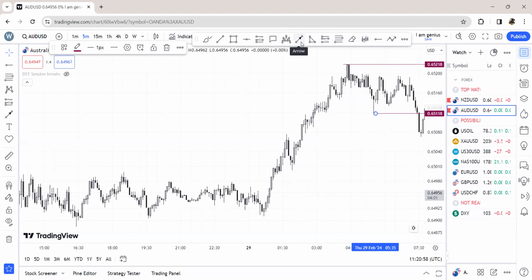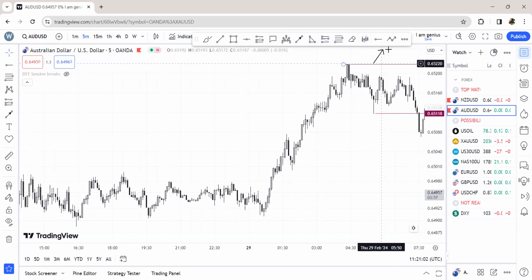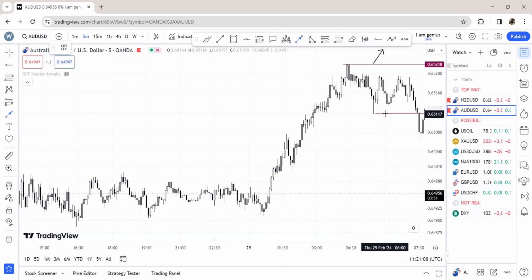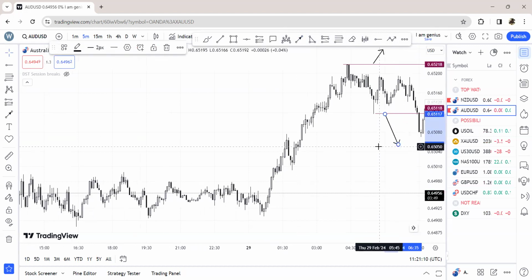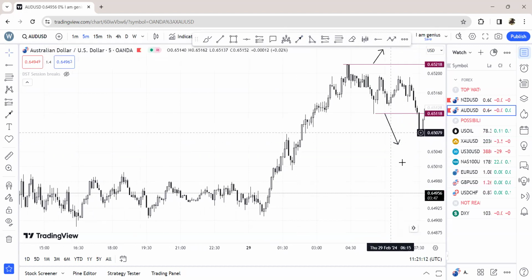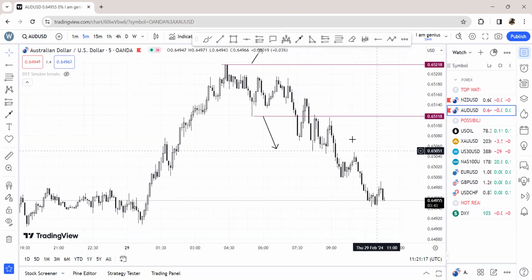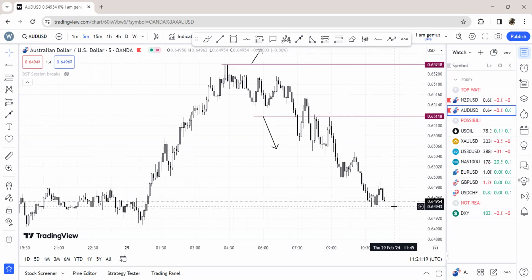Either the market breaks to this side, it means I'll be buying, as an uptrend is continuing. Then if it breaks below, I'll be waiting for a sale because it means the market is in a downtrend. So you can see this is what happened. The market pushed below that. So that's one secret you can use.